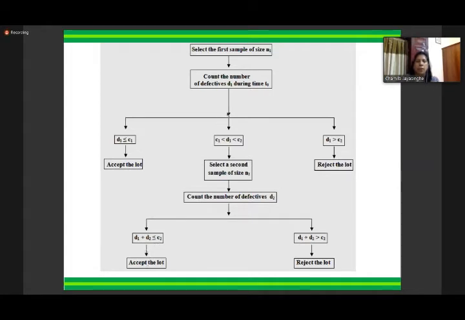And here also, they come to the left hand side, you can see accept the lot. D1 less than or equal to C1, they accept the lot. And the other one is D1 greater than C2, they reject the lot, right? Therefore, C1 is the smaller size, and C2 is the bigger size.